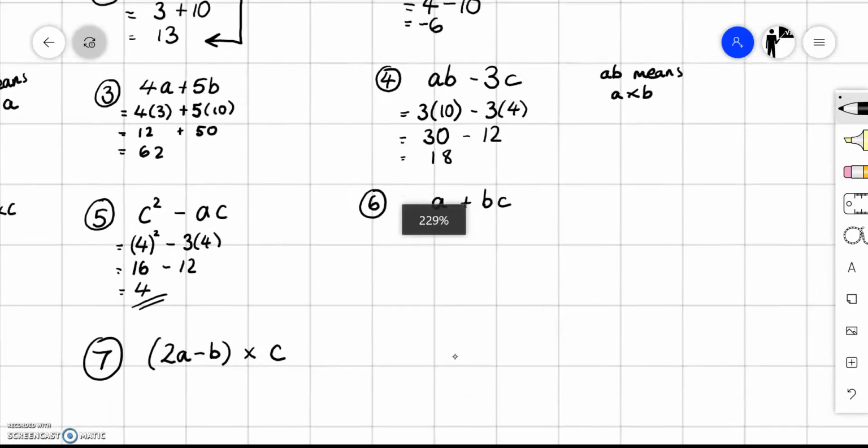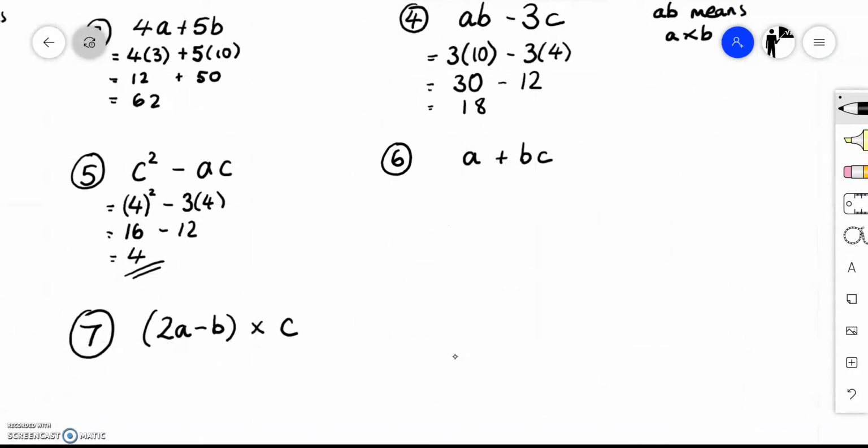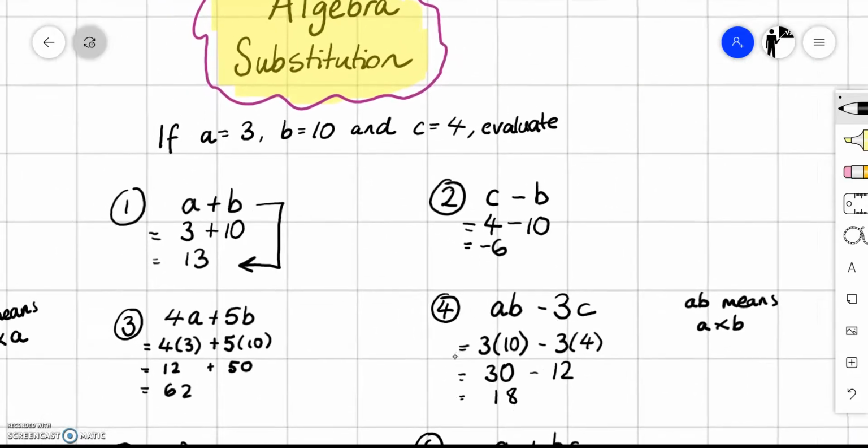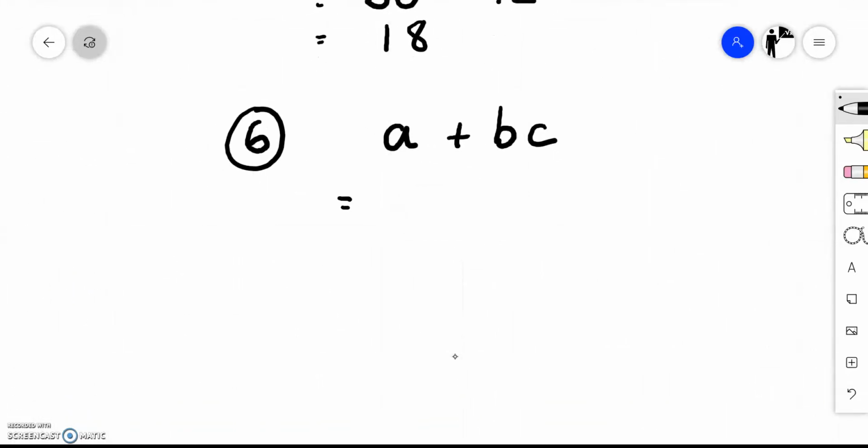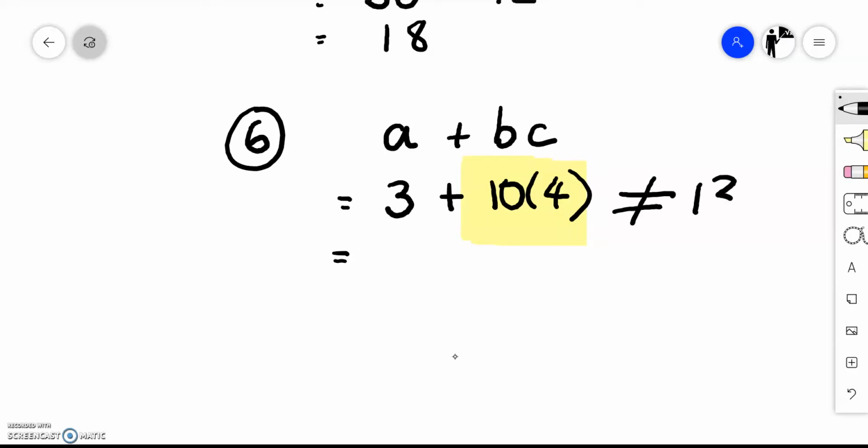Example 6. We've got A plus BC. Let's just substitute in. So we've got 3 plus 10 lots of 4. See how we read that? 3 plus 10 lots of 4. So hopefully here you can see that this expression involves some multiplication. We need to do multiplication before we do addition. This does not become 13 lots of 4. That is incorrect. We need to multiply first.